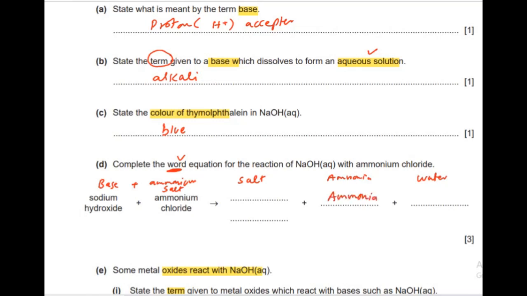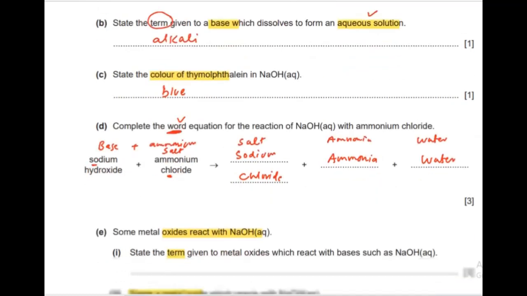Here you can write the ammonia. Here you can write the water. And the salt which you get, the first part of one compound and the second part of the other compound, is sodium chloride. There are 2 lines, so in the first line you can write sodium, and in the second line you can write chloride. There are not 4 products, there are 3 products.